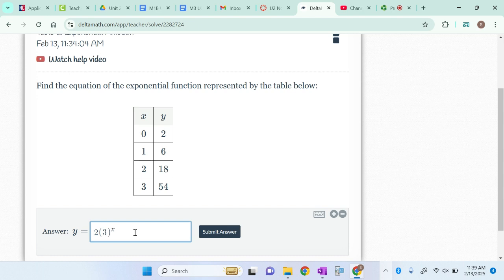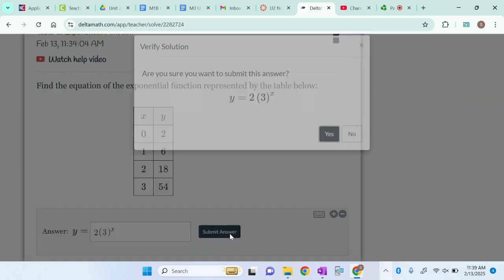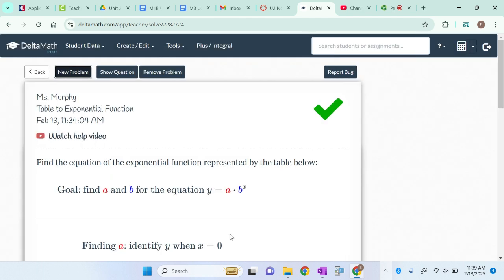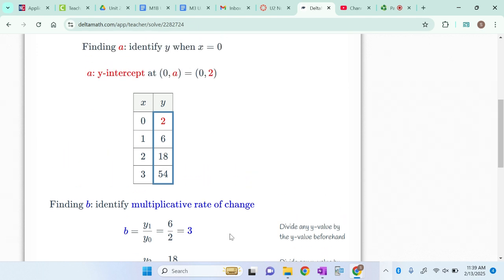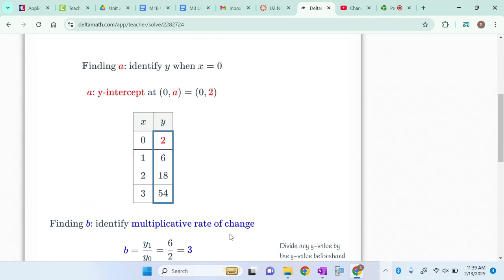All right, so make sure that is inputted in your Delta Math so that you get credit for it. All right, that should be your correct answer. Yes. Yeah, quickly. So again, jot that down. You may need that. All right, can I erase?